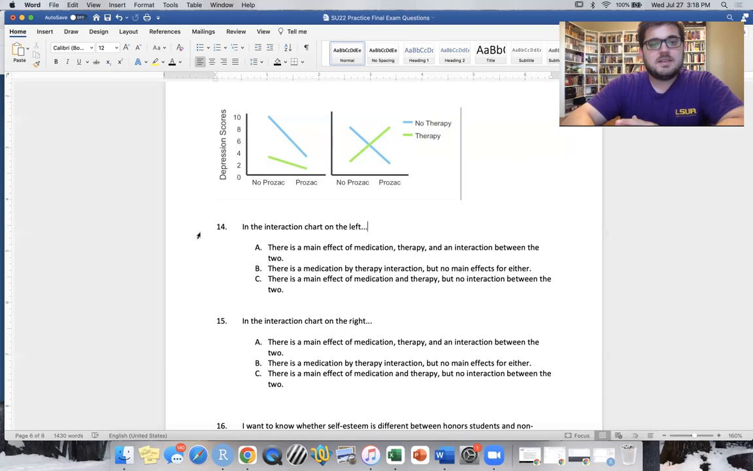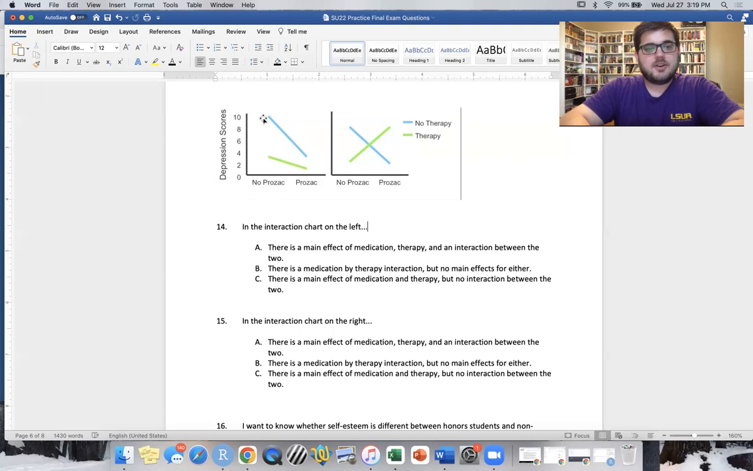And then asking, is there an interaction? I would say yes, there is, because when these lines are parallel, that means that the effects are basically independent. The effect of Prozac or no Prozac affects depression regardless of whether you're in therapy.